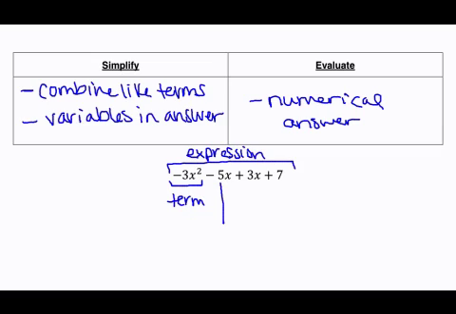The next keyword is coefficient. A coefficient is simply the number that comes in front of the variable. So in this case, the negative 5 comes in front of our x. So negative 5 is what we call our coefficient. For the 3x, our 3 is our coefficient, because again, it's the number in front of the variable. And in our first term, negative 3x squared, negative 3 is going to be our coefficient there.